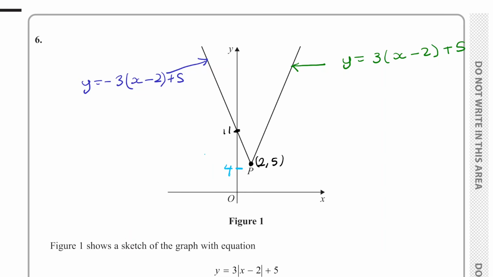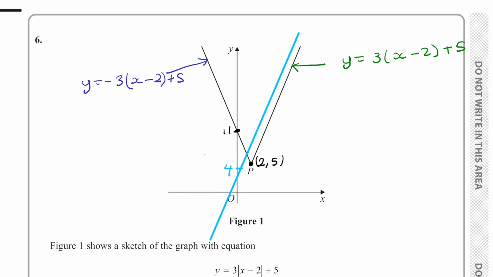So it will intersect once if it passes through P. So that will be one intersection if it's there. And if it's got the same gradient as P, if it's got a gradient of 3, it'll be parallel, so it will never meet again. So it's only going to meet twice if it's between having a gradient where it crosses P and having a gradient where it's parallel.